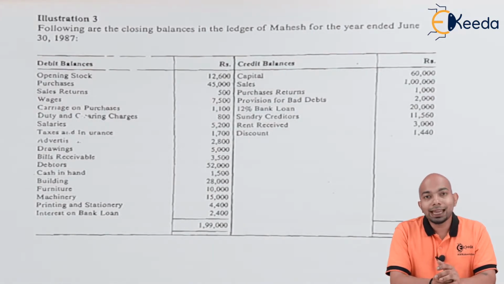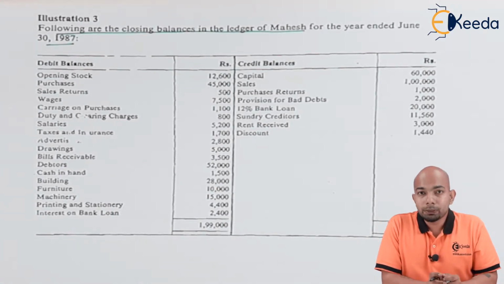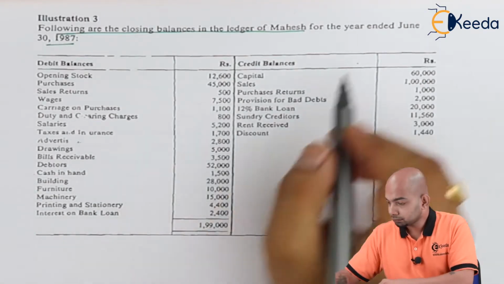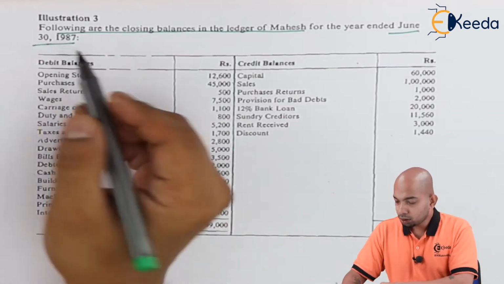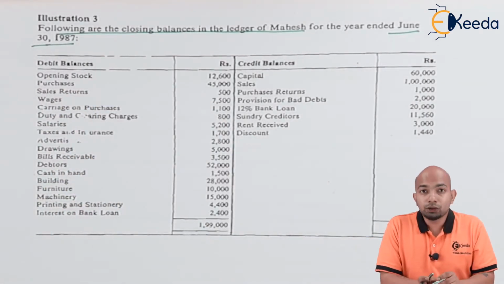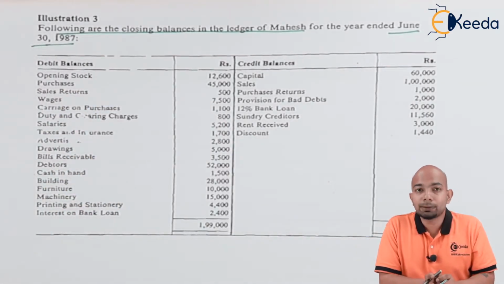So let's go through the illustration that has been mentioned here, after which we'll start with the working note and then we'll further note down the preparation of trading account, profit and loss account and balance sheet. So let's go with the illustration first. They mentioned that following are the ledger balances in the books of Mr. Mahesh for the year 1987. The year ends on 30th of June 1987 and all these debit balances and credit balances have been mentioned here.